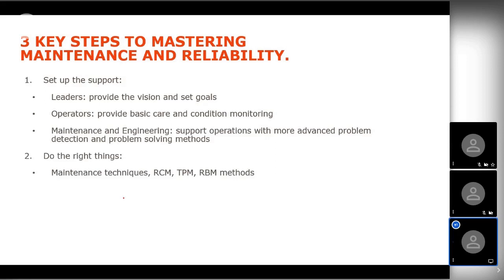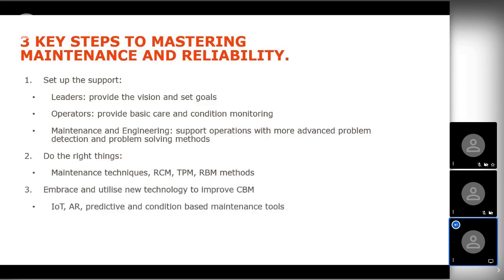Number 2, do the right things. You need to make sure that if you're going to put a task in place, it is the right task to manage that problem. You can use RCM and TPM and risk-based methods, but ultimately you need to understand the fundamentals first.